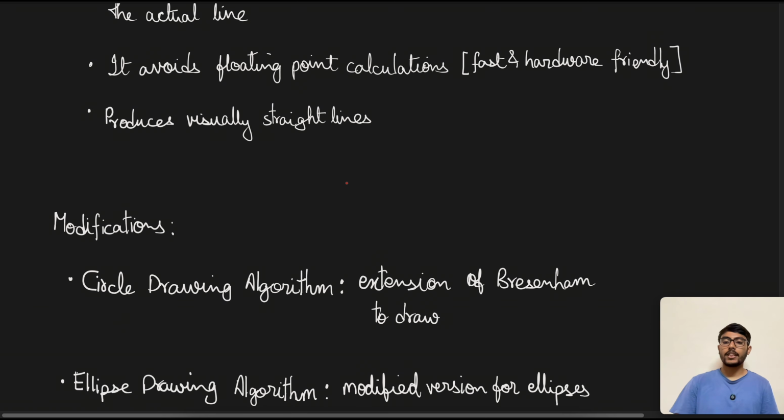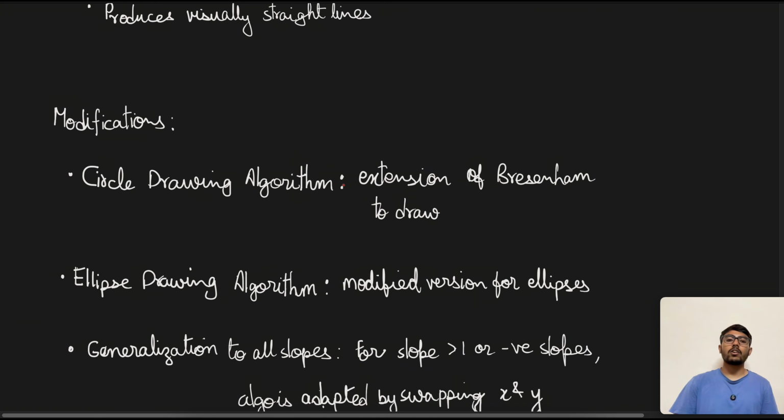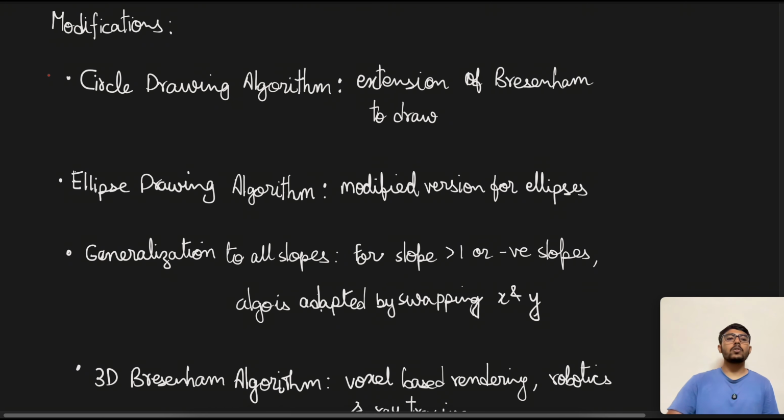Then come the modifications that we can exercise on this particular methodology. The circle drawing algorithm is also there, which is kind of an extension of this algorithm. Then there is the ellipse drawing algorithm as well, a modified version for ellipses. These two scenarios are quite similar to each other. For generating all slopes, greater than 1 or negative slopes, the algorithm is adapted by swapping x and y, which we will see below.